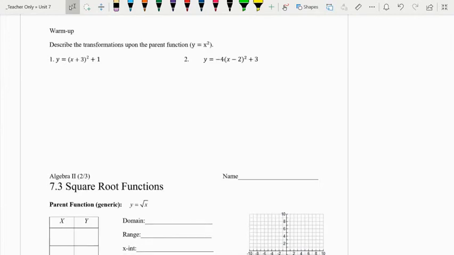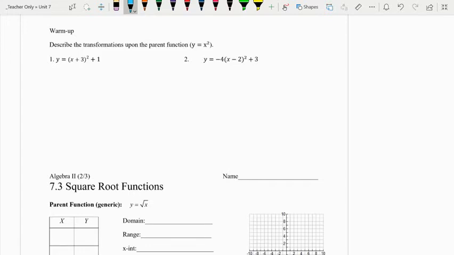All right, so we're going to do 7-3, taking square roots of functions, and we're going to be graphing these. But before we start, we have a little warm-up for you here. So hopefully you pause the video and try these on your own, and then we will talk about them together.